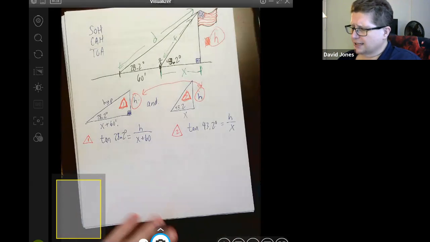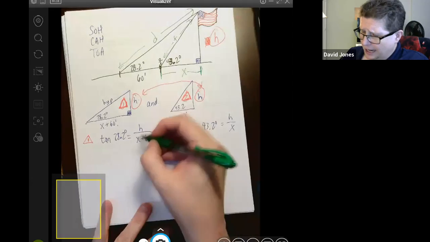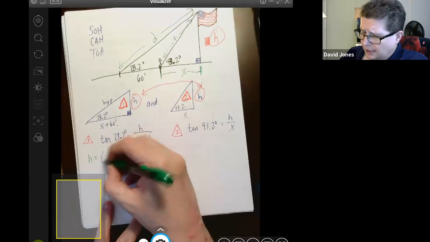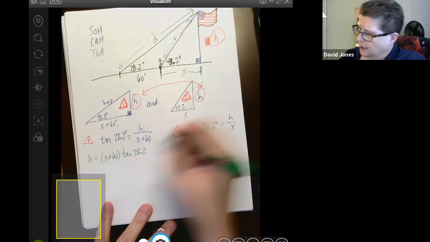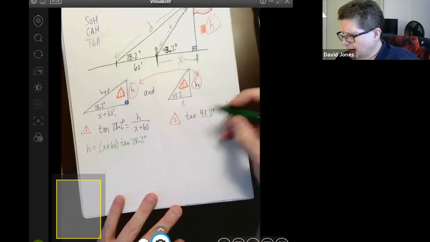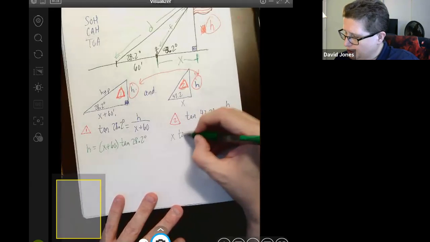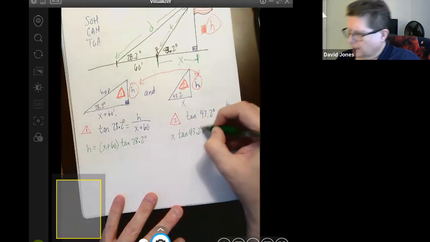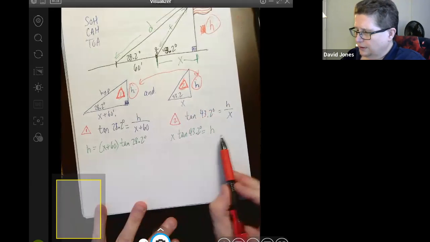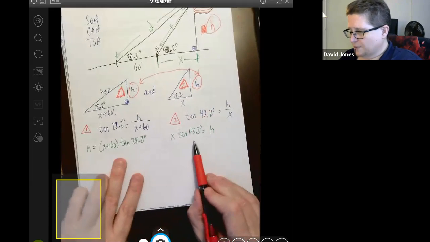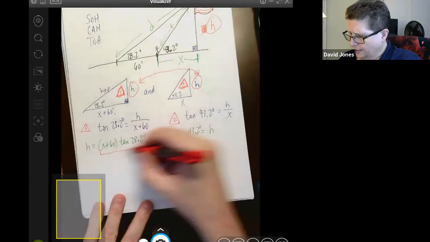Let's clear fractions. If I clear fractions on the left, I'm going to move the h to the left. I've got h equals x plus 60 times tangent of 28.2. And here I'm going to leave it on the right, h equals x times tangent of 43.2. I know these h's are equal, which means these two things have to be equal. Let's work with that.